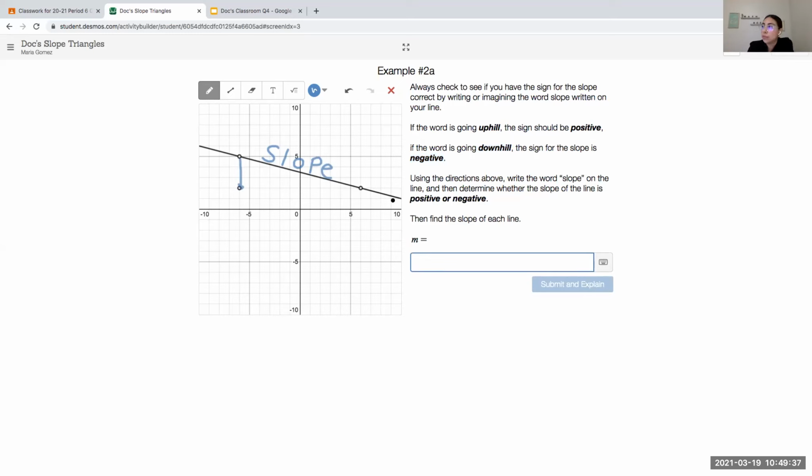Okay, so the next thing you're going to do is, using the directions above, write the words. Oh, we did that. Find the slope of each line and you can use these dots here to create your slope triangle. So you can pick any color at this point. They're not asking you to use a color. So here, I'm going to go from this point to this point, very far away. Keep in mind that they're far away from each other.